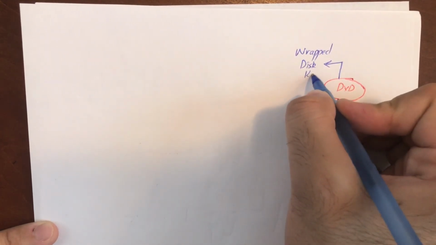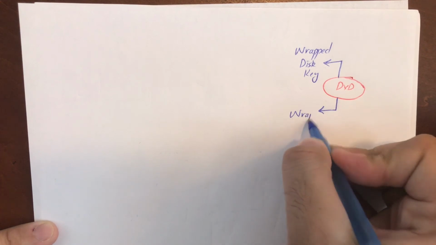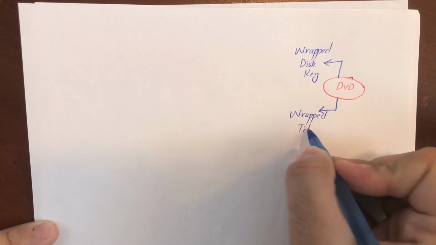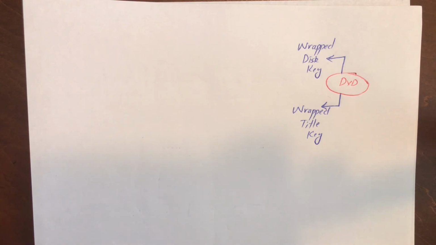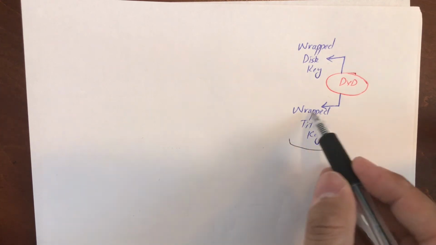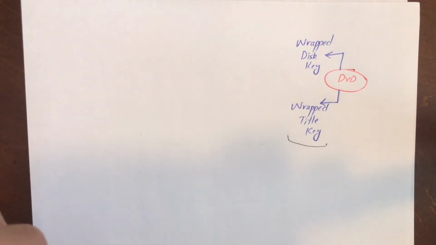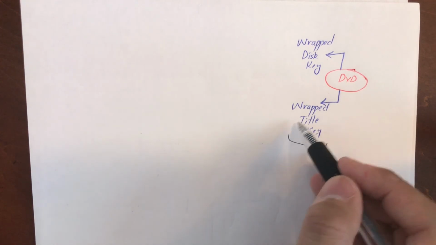One key is called the wrapped disk key. And secondly, it has the wrapped title key. So what does it mean? It means if you want to read the contents, if you want to watch the DVD, the most important key is this one, the title key. You need to unwrap this title key, and then you can decrypt all the tracks in your DVD. So if you want to watch the DVD, you need to unwrap this title key, because this is again encrypted. In order to unwrap this title key, we need to use this disk key. But this key is also wrapped.